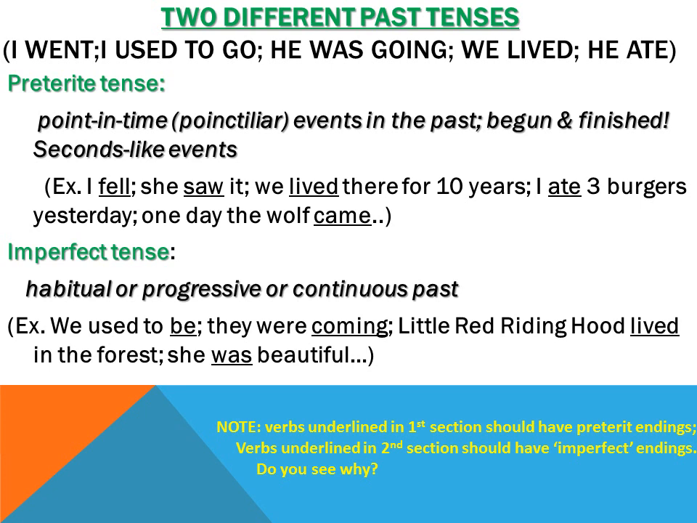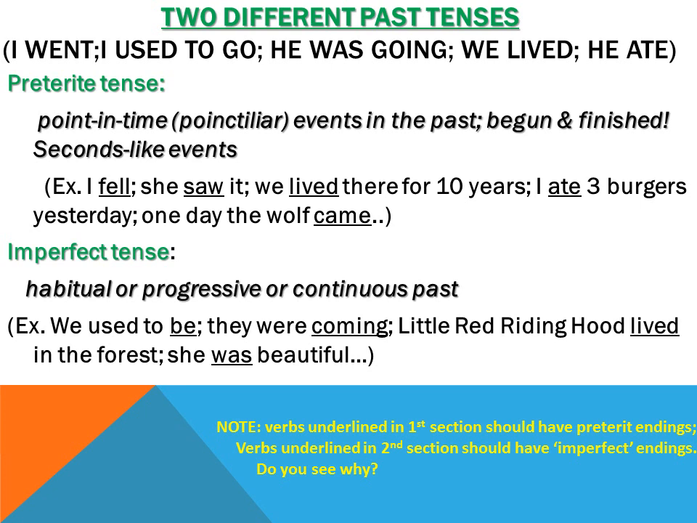Whereas the imperfect tense is more a habit in the past, is progression, is continuous past, is unfinished. You're not focusing on the whole of the event like in the preterite. You're focusing on at least part of it, this time with the imperfect tense. So a sentence like we used to be, the verb to be should be in the imperfect because it's a habit of being in the past. They were coming. We're not focusing on the whole beginning and ending of the coming. We're just focusing on part of that, the progress of that.